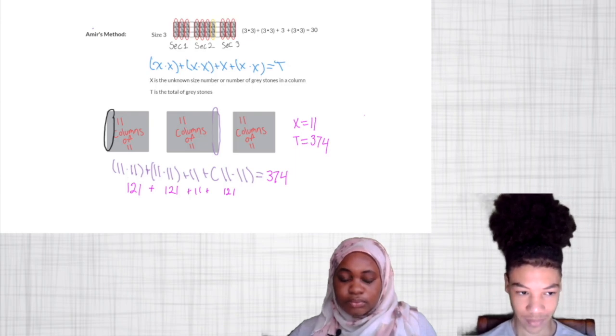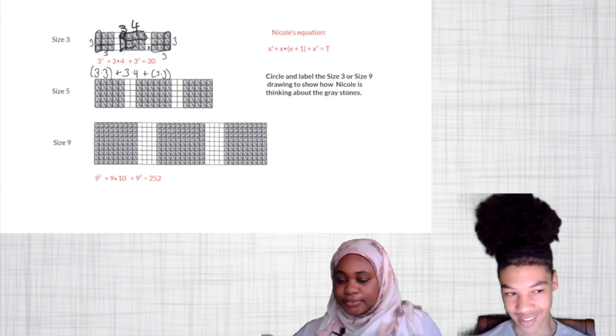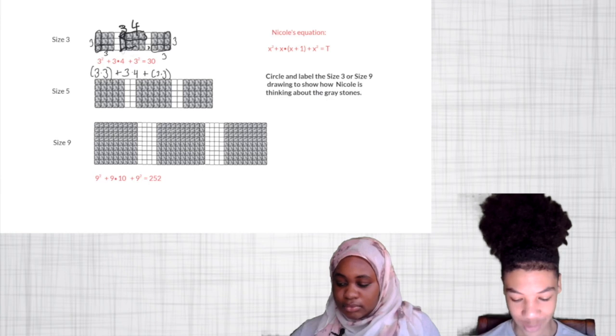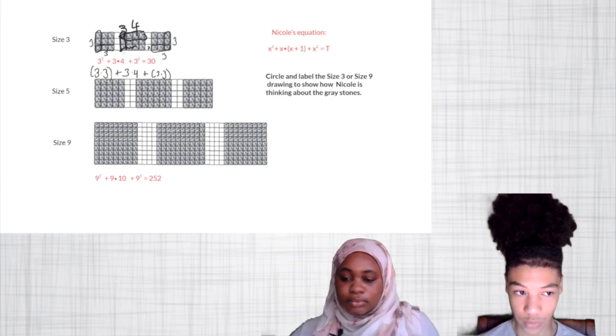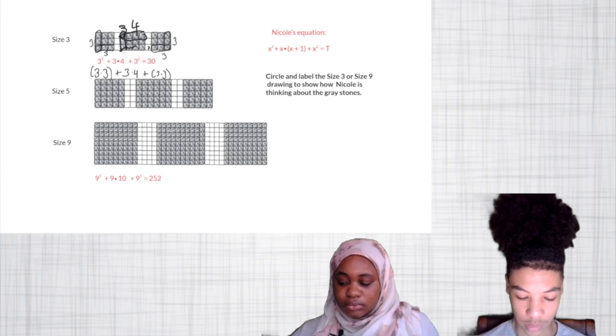Okay. And is it the same here or different? It's different. Why is that? In Amir's equation, we're multiplying the first 3. It's still the same. It's 3 tiles in one column, but the second 3 in Amir's equation is 3 columns. And in Nicole's method, the second 3 represents 3 tiles in a row. How do you know that? What are you noticing that you think that?